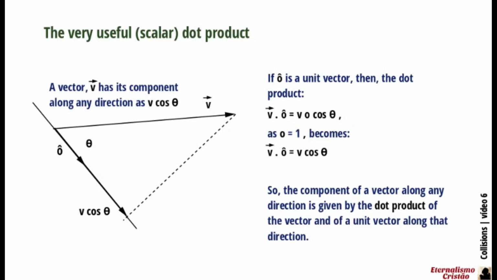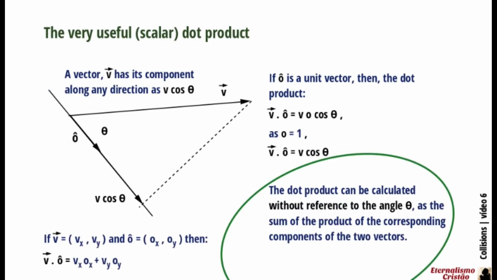Remember, the component of a vector, along any direction, is given by the dot product of the vector and of a unit vector, along that direction. The dot product can be calculated without reference to the angle, as the sum of the products of the corresponding components of the two vectors. The dot product allows us to easily calculate the component of a vector, along any direction.